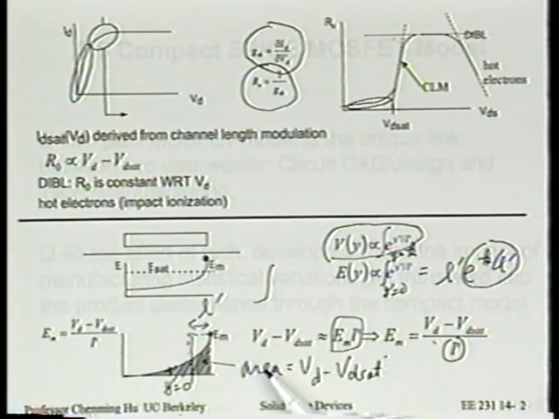We only need to integrate it through the pinch-off region. You see, we're equating this to VD minus VD set, not equating the whole thing to VDS, right? VDS will be equal to the electric field integrated throughout the channel. But we only want to integrate the field in the pinch-off region and equate that to ED.